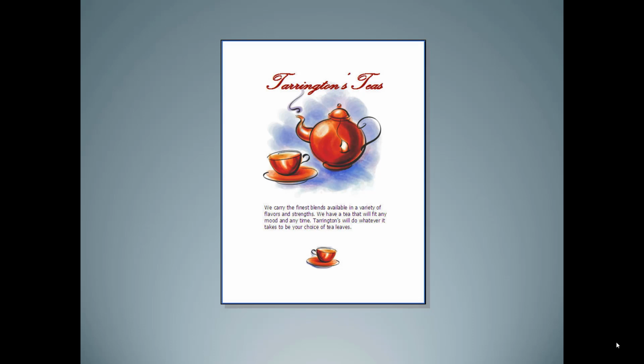This is an ad. Now, the color of Tarrington's teas is sampled right out of the teapot. So sampling means the color is picked directly out of that teapot and used for that font. And then the teacup is repeated. A little design element is taken, copied, and turned around and repeated.